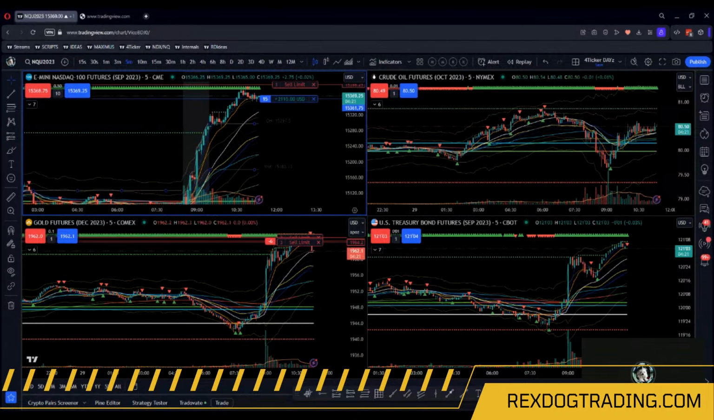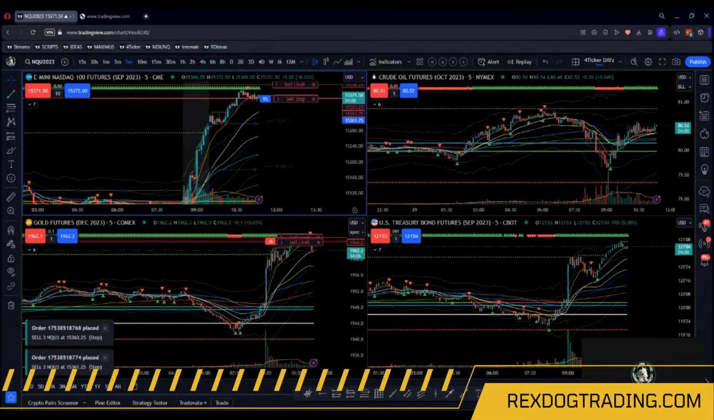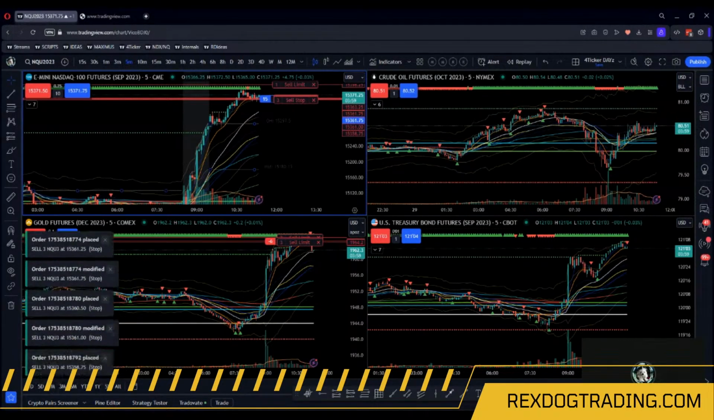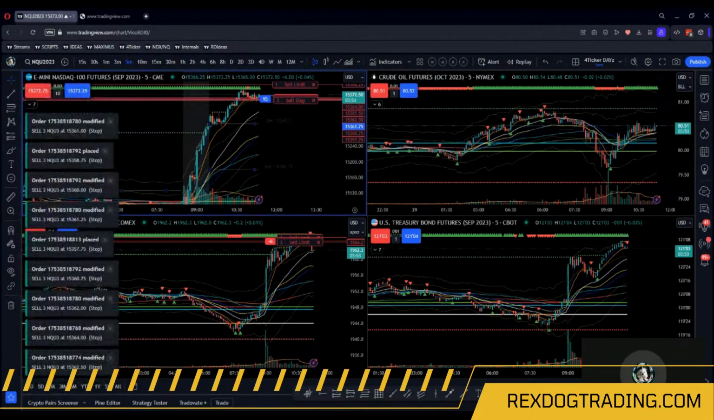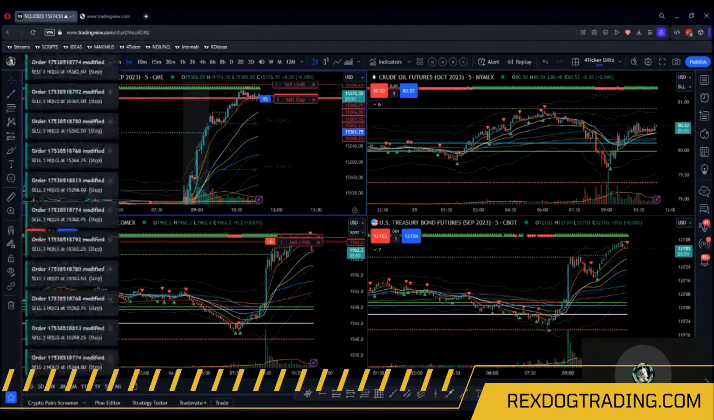There we go. First level trying to be breached. Next level is really 374.75. Puts trailing stops in just to protect the position. No reason to go negative anymore. There it is. It's testing 374.75.